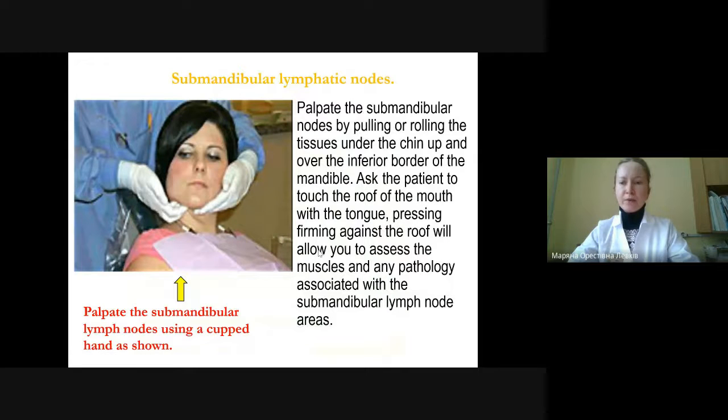Submandibular lymphatic nodes. Palpate the submandibular nodes by pulling or rolling the tissues under the chin up and over the inferior border of the mandible. Ask the patient to touch the roof of the mouth with the tongue. Pressing firmly against the roof will allow you to assess the muscles and any pathology associated with the submandibular lymph node areas. And here you have the technique of how to provide palpation of submandibular lymphatic nodes.